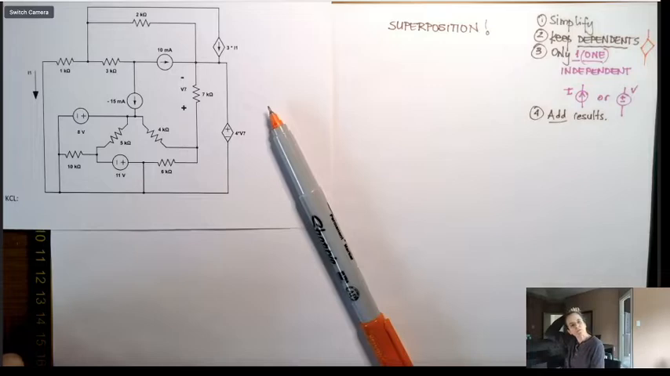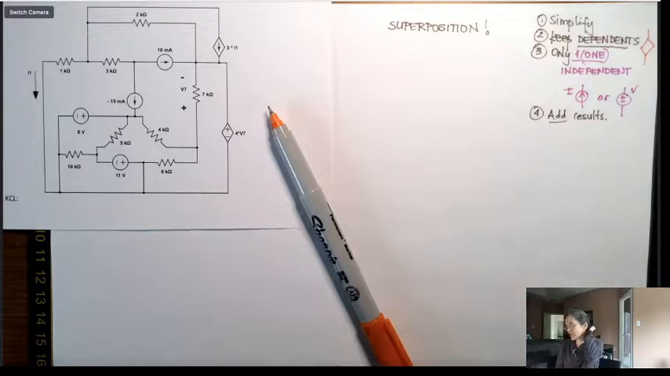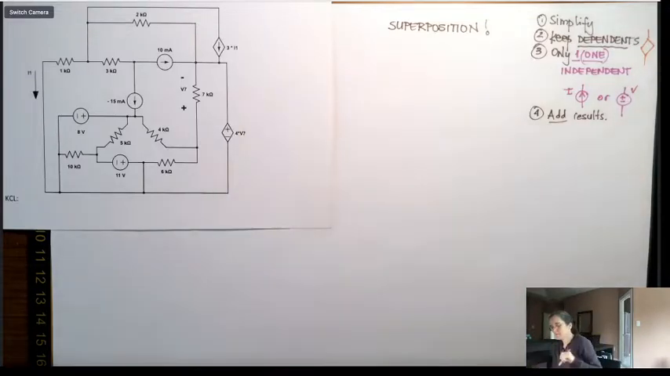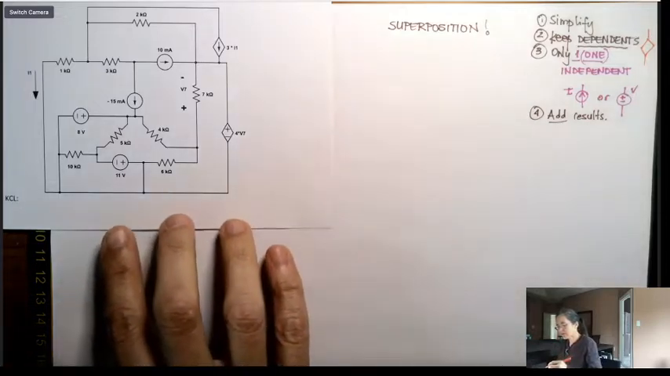To solve a circuit with superposition, we draw a lot of different small circuits. In each one of them, we'll have only one independent source. I'm going to label them here to make it easier. In the next video, I'm going to be drawing the circuits, but I suggest you draw these before you watch the next video that I'm going to post.